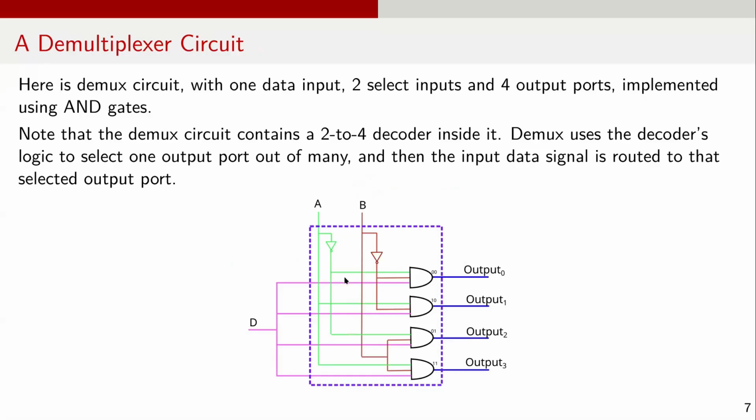This figure shows a demux circuit with one data input, two select lines, and four output ports, implemented using AND gates. If we look closely at this demux circuit, we can see that it contains a 2 to 4 decoder inside it. In fact, the demultiplexer uses a decoder circuit to select one output port out of many, and then the input data signal D is routed to that selected output port.